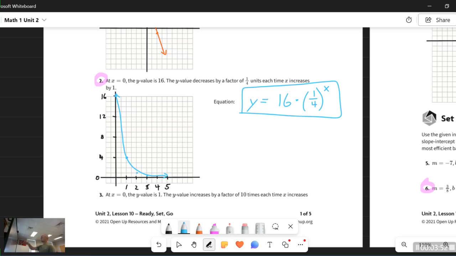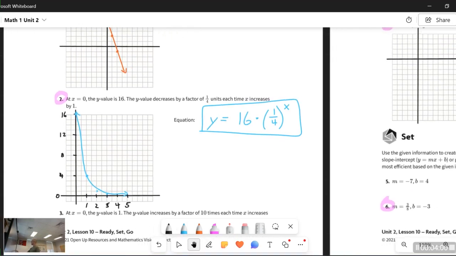So that's just what a graph would look like. Then we have what our equation is going to be. It's always the y-intercept times the rate to the x power.